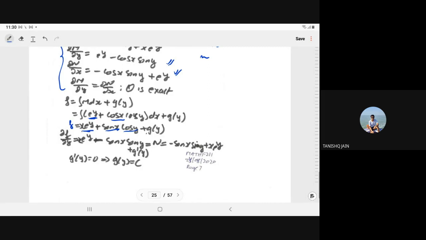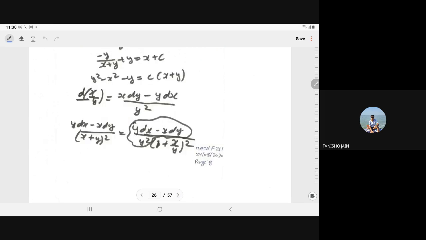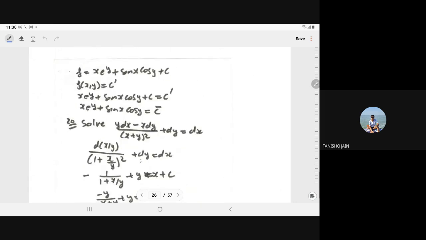So here g'(y) will come equal to 0. So g'(y) = 0, so g(y) is equal to a constant. When g(y) is a constant, you put it here as a constant c, and then F = c', another constant, will be the answer. So here in the next slide we have this: F(x, y) = x e^y + sin x cos y + c.